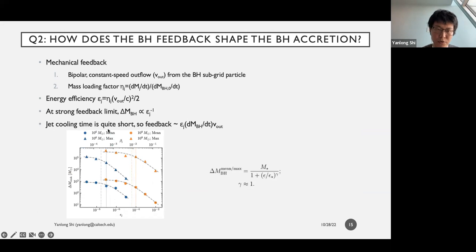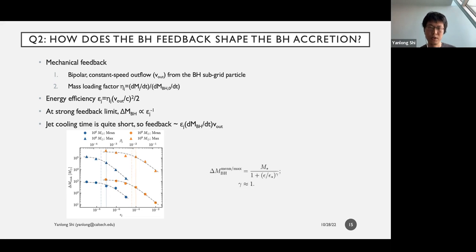The energy of the jet from the black hole can also be described with the loading factor as well as the outflow velocity, and we try to vary the different velocities or different mass loading factors. We find that basically when there is very strong feedback, then delta M_BH, the created mass for black holes, basically follows 1 over epsilon, where epsilon is just the energy loading factor of the jets. And we also try to check the jet cooling time, which is quite short compared to the simulation time.